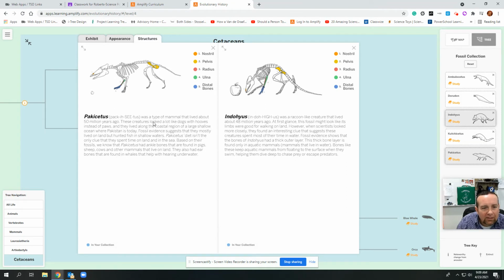Okay, so let's see. This animal lived about... It looked like a dog with hooves instead of paws. They lived along coastal regions of a large, shallow ocean where Pakistan is today. Fossil evidence suggests they mostly lived on land, but hunted fish in shallow waters.